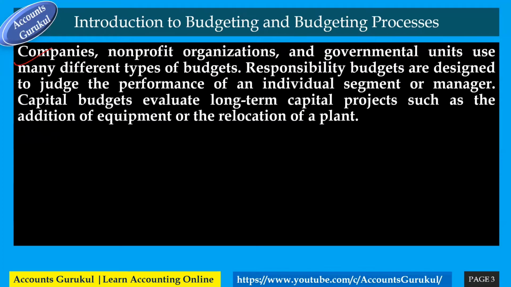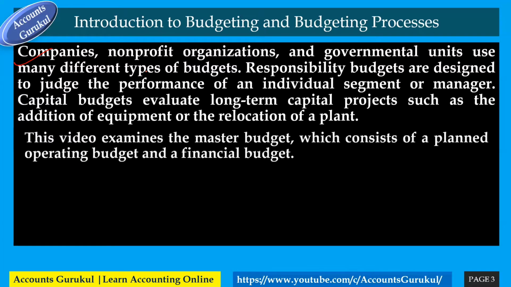Companies, non-profit organizations, and governmental units use many different types of budgets. Responsibility budgets are designed to judge the performance of an individual segment or manager. Capital budgets evaluate long-term capex projects such as the addition of equipment or the relocation of a plant. So there are n number of budgets, and there are certain capex budgets as well, to ensure how we are going to do the investment in future.